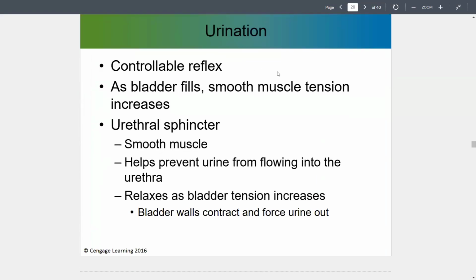So urination is fortunately voluntary and not involuntary. So we're not like peeing our pants all the time. But as the bladder fills, we can feel it filling. It's made of smooth muscle. But we have control over whether it comes out or not. That part is voluntary.